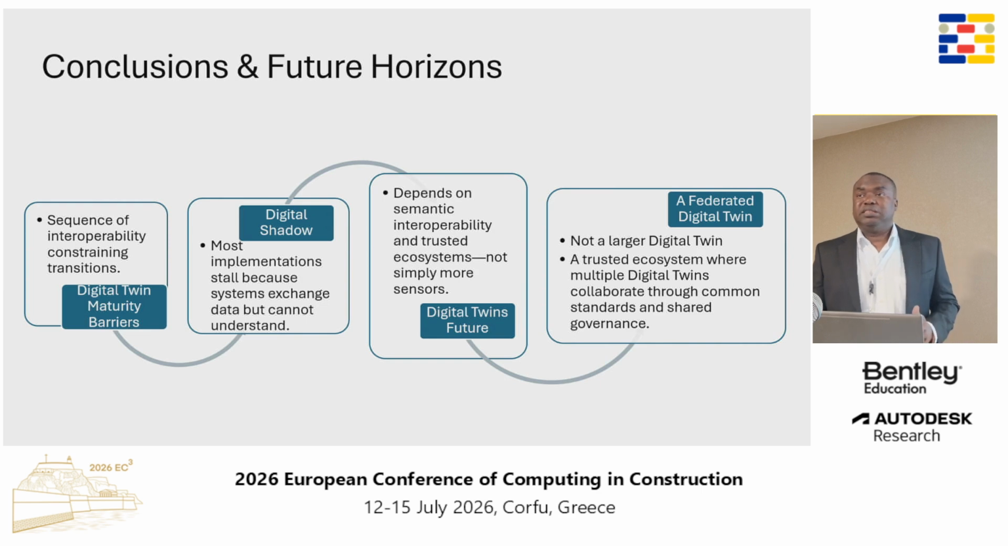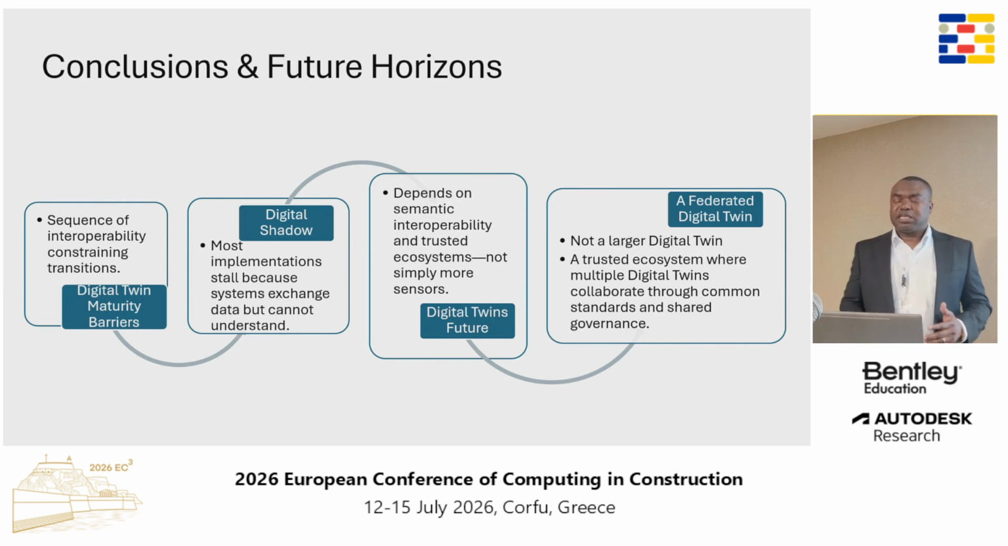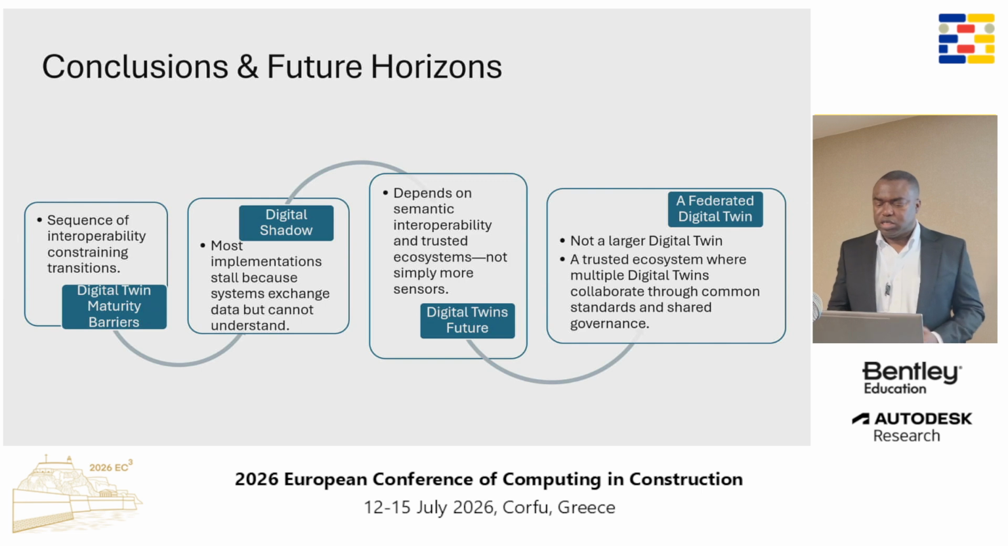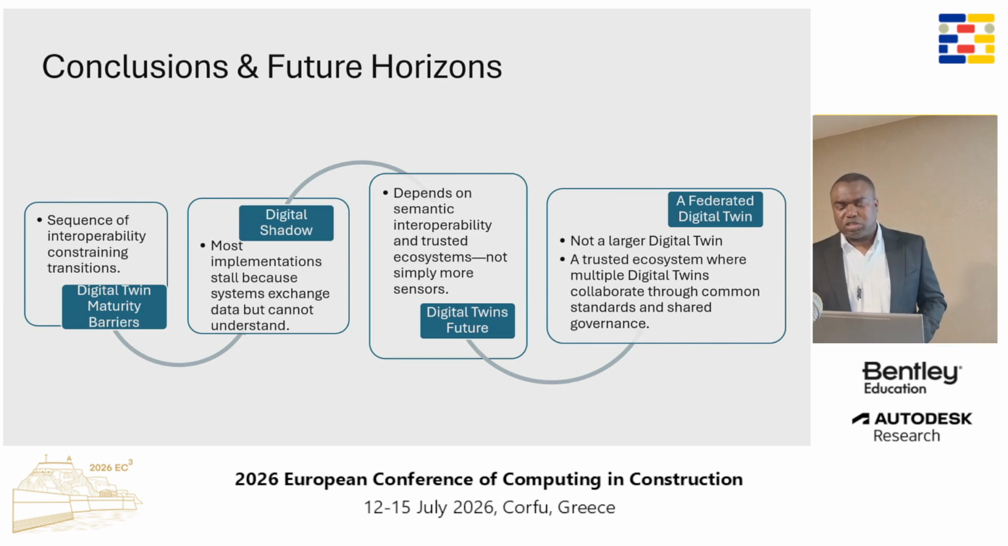To conclude, digital twin maturity is not a linear technological evolution. It is a sequence of constrained transitions, each blocked by a specific interoperability barrier. Most implementations stall at level 2, the digital shadow. Systems achieve syntactic connectivity but lack ontology-based interoperability for machine understanding. The future of digital twins depends not on more sensors, but on a semantic interoperability and trusted governance ecosystem.